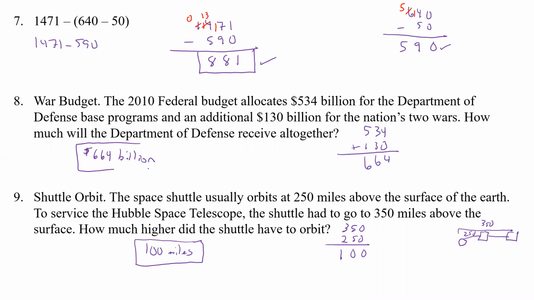And so this number then here is 100 miles. Had to go 100 miles further out than normal of 250 miles to get to the Hubble Space Telescope. Okay, so that's all I have for the extra examples for 1.2.